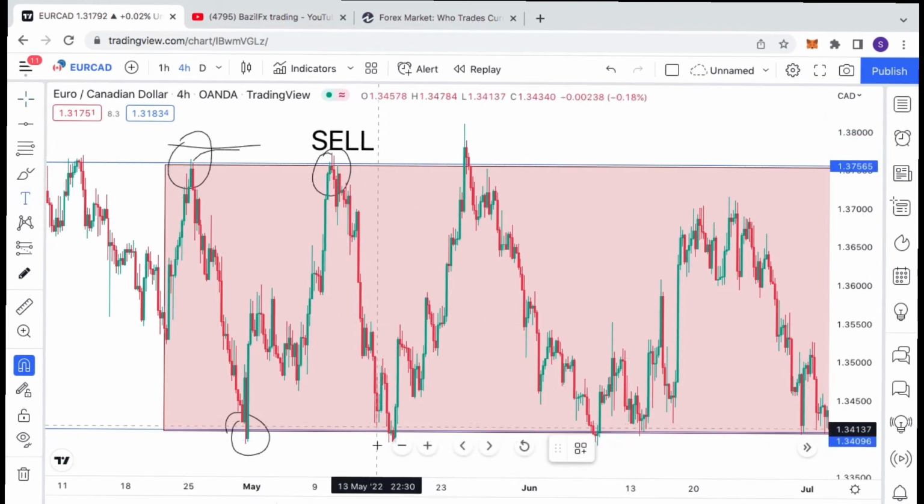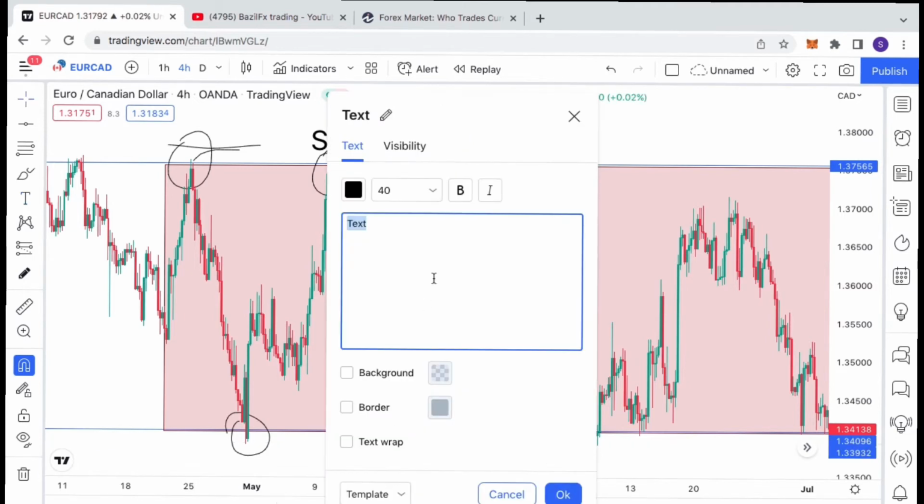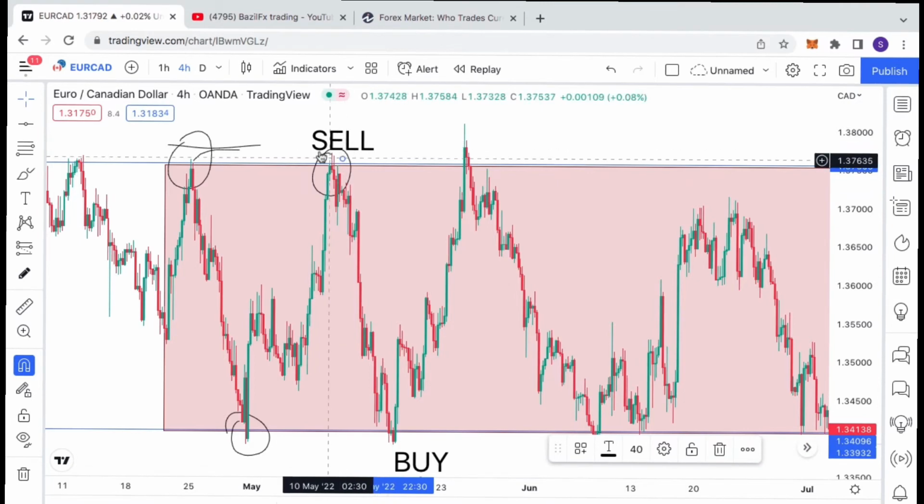And here down we buy. The reason for that is we are selling at this supply zone and we are buying at this demand zone. The demand zone is where buyers are coming in. Or this is the same zone where banks will put in more liquidity and drive the market back up again. So that's also the zone where buyers will come in.